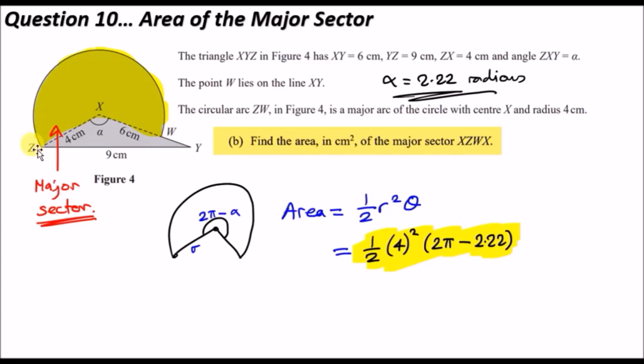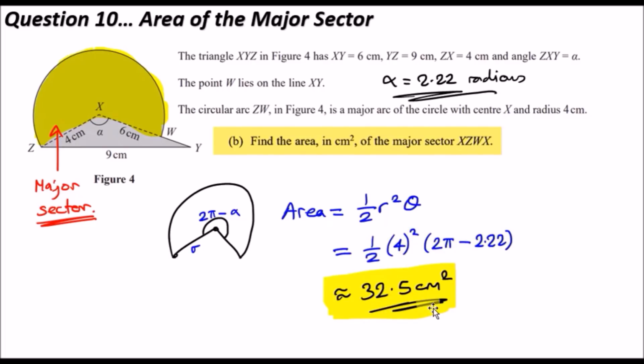So plug in the radius of 4, because we know the radius is 4, and the angle is 2 pi minus 2.22. I wouldn't bother evaluating it early. I would just put it all in the calculator once, just to get your answer. And doing so, you should get about 32.5. Easy. So let's move on to the next bit now, you guys.